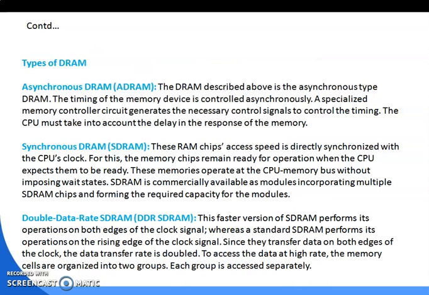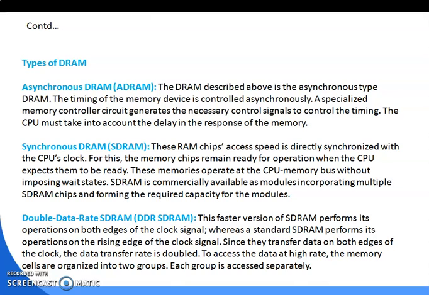Next are the types of DRAM, that is asynchronous DRAM, or ADRAM. The DRAM described above is the asynchronous type DRAM. The timing of the memory device is controlled asynchronously. A specialized memory controller circuit generates the necessary control signals to control the timing. The CPU must take into account the delay in the response of the memory. That means here, in the asynchronous type, a memory control circuit generates the necessary control signals to control the timing period.